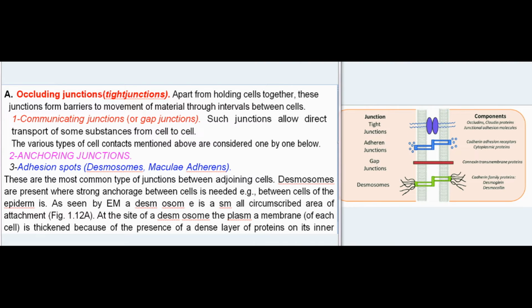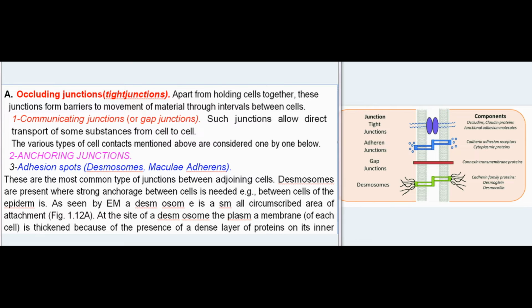Occluding junctions, tight junctions. Apart from holding cells together, these junctions form barriers to movement of material through intervals between cells. Communicating junctions, or gap junctions. Such junctions allow direct transport of some substances from cell to cell. The various types of cell contacts mentioned above are considered one by one below.